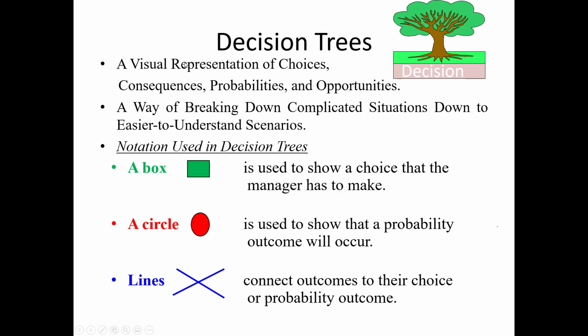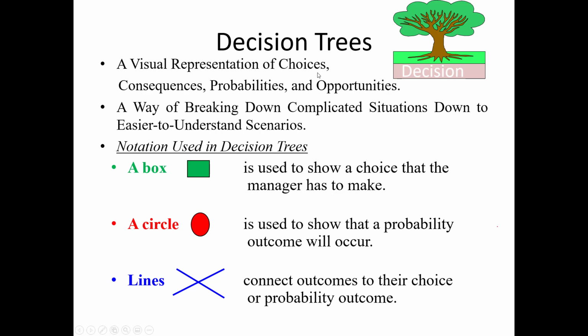A decision tree is a visual representation of choices. What kind of choices? For example, if we throw a coin, what are the choices? If we invest in a specific project, what are the choices? You will earn more or you will lose money. What will be the consequences? Your profit will be going up or it will be going down. What will be the probability of winning and what will be the probability of losing? And what kind of opportunities do you have at the moment?